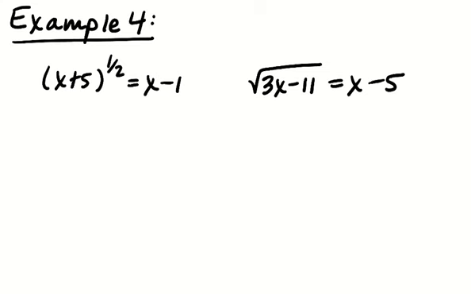All right. On the one on the left, you have x plus 5 to the 1/2 power. We've got to get rid of this 1/2 power. It's going to prevent us from solving for x directly. So I'm going to square both sides. Once I square x plus 5 to the 1/2, I'll just get x plus 5, equals x minus 1 squared.